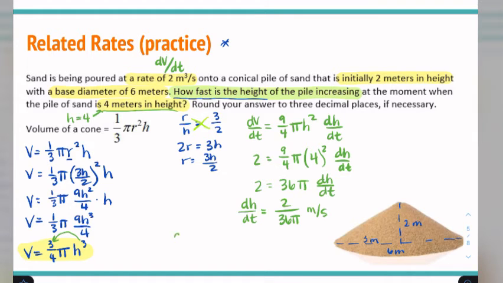And then I'm actually going to simplify that. 2 divided by 36 pi is going to give me 0.018, always go to 3 decimal places, meters per second. So that's going to be the rate that it's changing at.